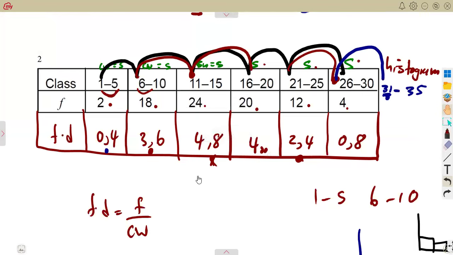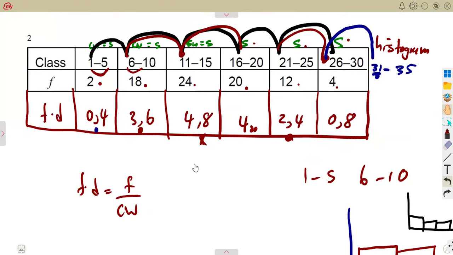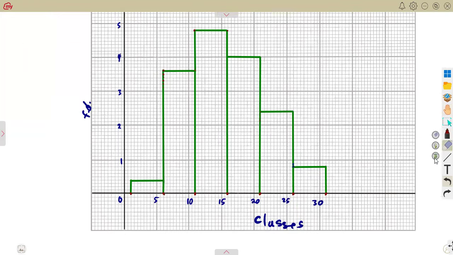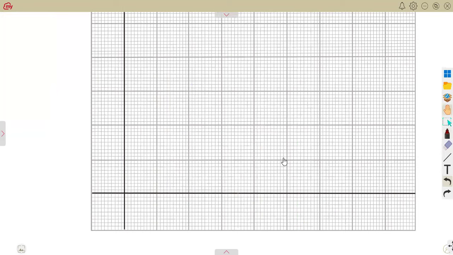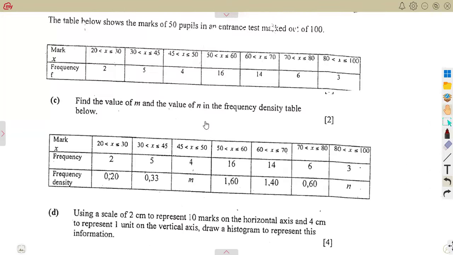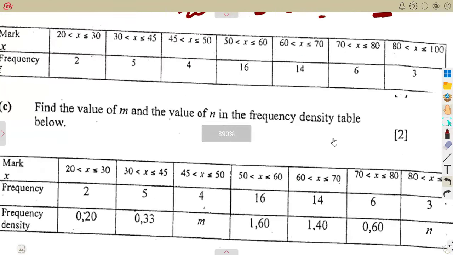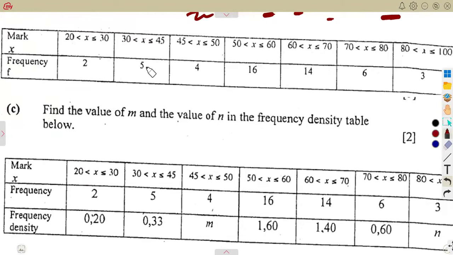So I want you to relate with maths today. Also, you can get some other information that you can actually use in your practice. You can get some other notes that maybe you can understand in another way. Then in an exam condition, they will give us something like this. The table below shows marks of 50 pupils in an entrance test marked out of 100. We are given the mark and the corresponding frequency. They have given us everything.